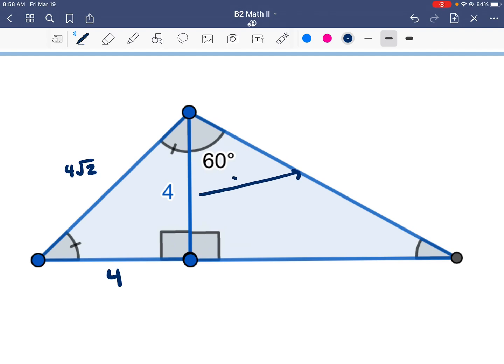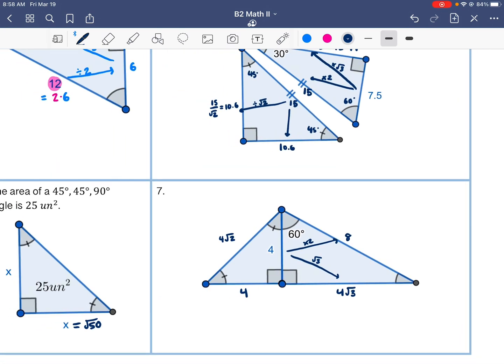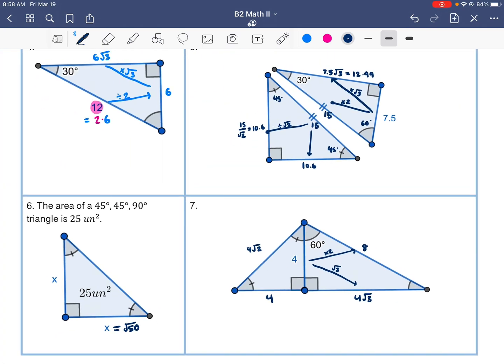I'm not going to get a decimal because I don't want to. This one, we multiply by 2 to get the hypotenuse, which is 8. And we multiply by root 3 to get this one. That's also wrong in the notes. I keep messing up my root 3s and my root 2s in the notes. So, that's all. That's all that we needed, is all those sides of the triangles.